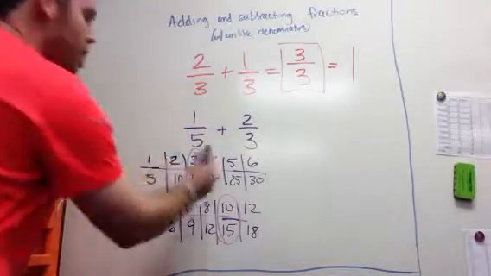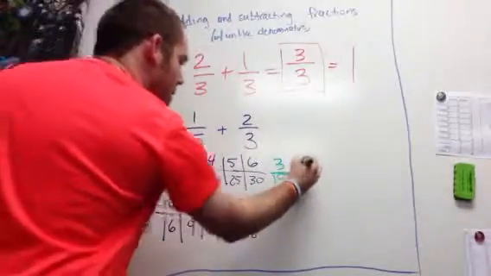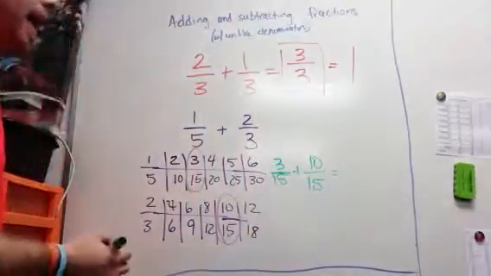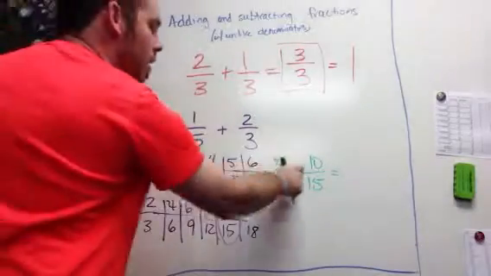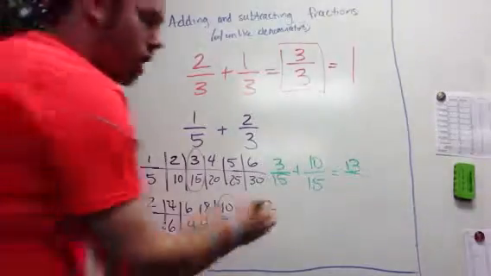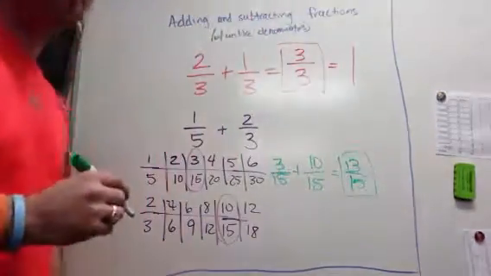So I can write down the fraction 3/15ths, and I can write down plus 10/15ths, and I can add them up. Remember when we add, we add the numerators. 10 plus 3 is 13. And the denominators never change, so we leave them the same. So my answer is 13/15ths.